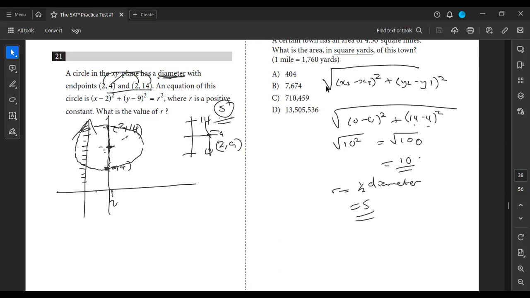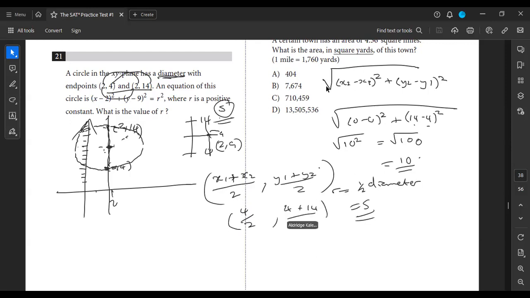Another way to do this would have been to find the midpoint between these. Have you guys ever learned about midpoint? Okay, so you do x1 plus x2, divided by 2, and then you get the y values as well, divided by 2. So x1 is 2, x2 is 2. So 2 plus 2 is 4, divided by 2. And then the y values, you put 4 and 14. So 4 plus 14 is 18. So 4 divided by 2 is 2. 18 divided by 2 is 9. So you've got 2,9. This is the midpoint.